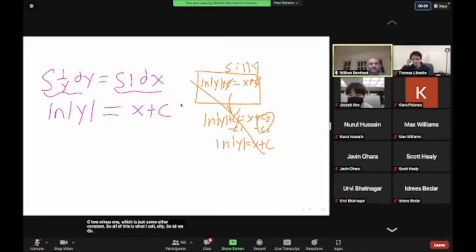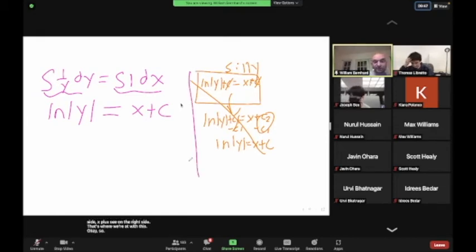So all we do instead is opt to put the plus c on the x side. Rule of thumb: only put the plus c on the x side. So we have ln of absolute value of y on the left side, x plus c on the right side. That's where we're at with this.